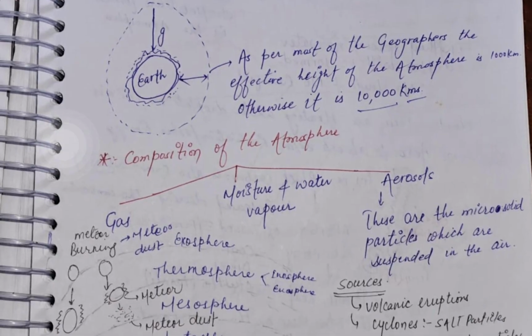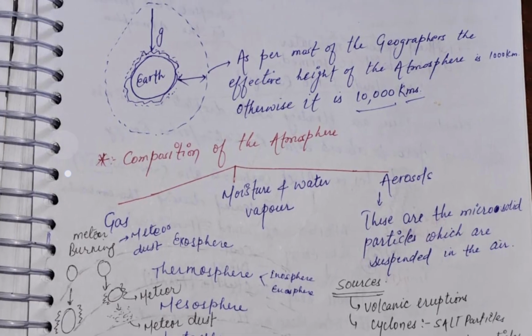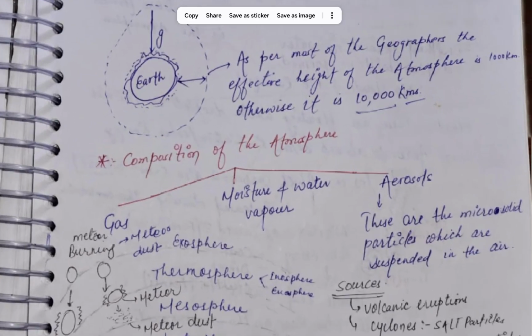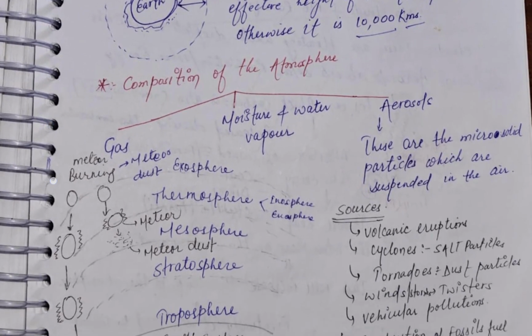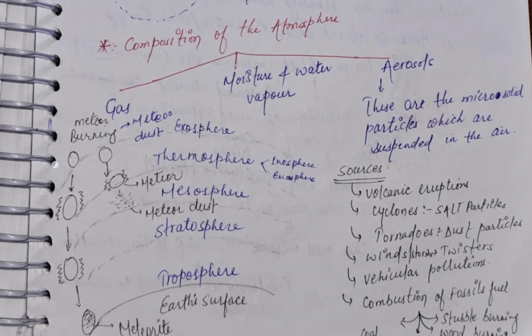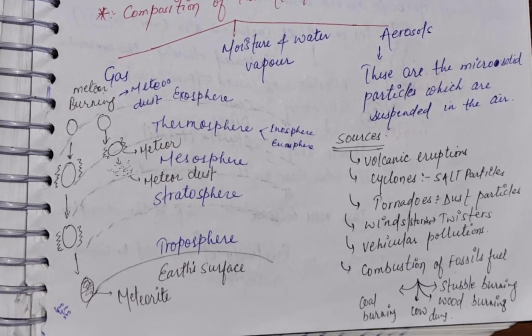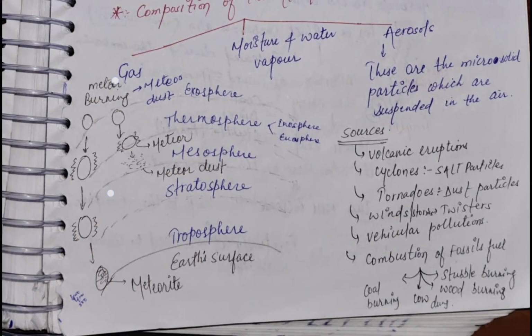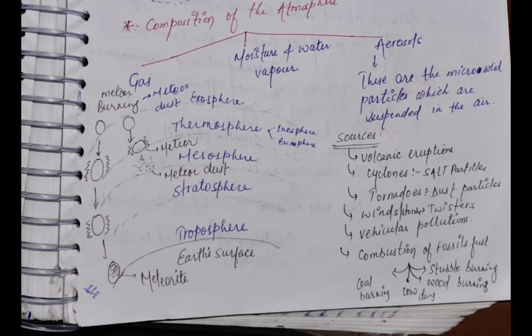Now we are going to study the first component of the air, which is solid aerosol. Aerosol is a micro solid particle which is suspended in the air. So, the solid particles present in the air. When in the morning sunlight comes in from the window, we see some particles moving here and there. Those are aerosols. Any doubt? No.